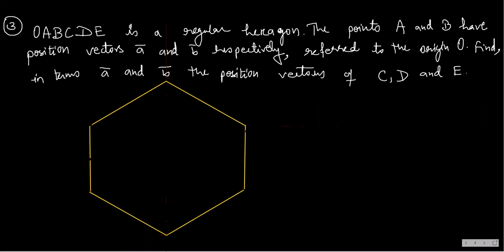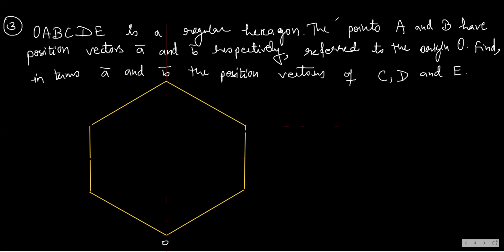So now we have a problem which is based on the regular hexagon. It says OABCDE is a regular hexagon. The points A and B have position vectors A bar and B bar respectively, referred to the origin O. So what is the name of the regular hexagon? It is OABCDE. So here I take O, this is OABC. This point is C.